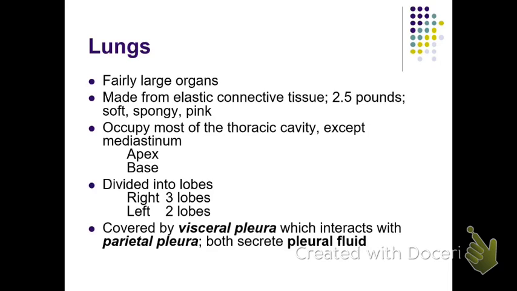Finally, we can talk about the powerhouse of the respiratory system, the lungs. And they're a pretty large organ compared to the other organs within the body. And they are made of elastic connective tissue, which allows them to recoil easily. They weigh about 2.5 pounds, and typically the lungs are soft, spongy, and pink.